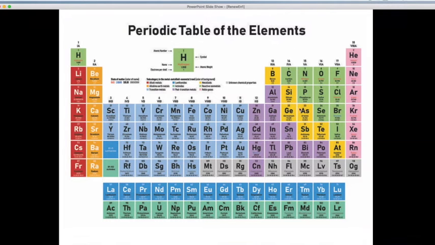Now, right in between, you have what are called the metalloids. The metalloids have properties of both conductors and nonmetals. And one of the most important ones is silicon. So that's what's inside of most solar panels, a layer of silicon.